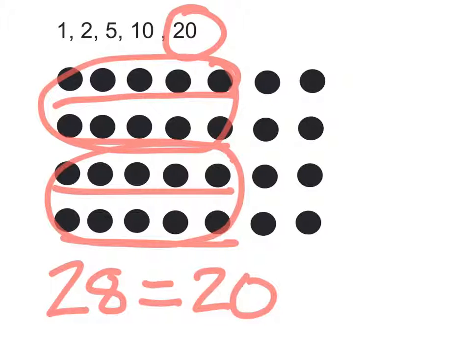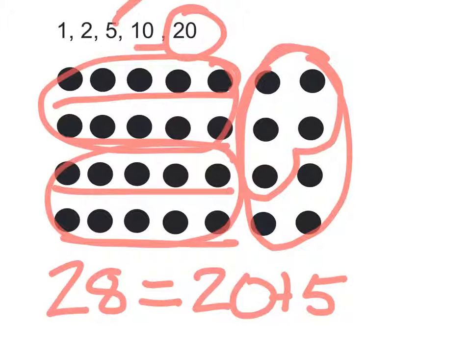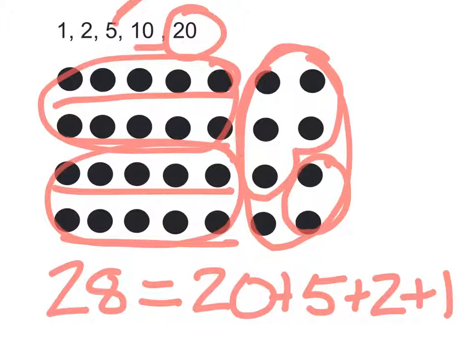So I now move down. Do I have 10? No, I have 8. So I'm going to break this down into this 5 right here, because that's one of our counting numbers right here. And the last 3 dots can be grouped into 2 plus the 1 remaining. So 28 is 20 plus 5 plus 2 plus 1.